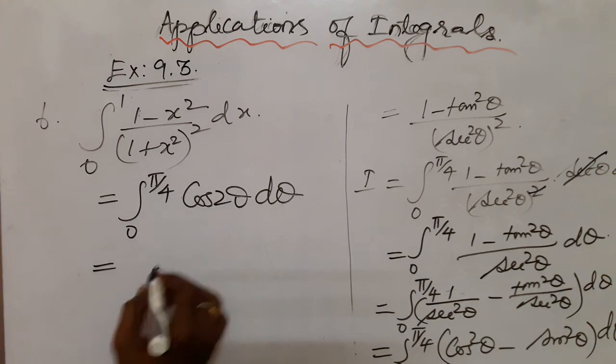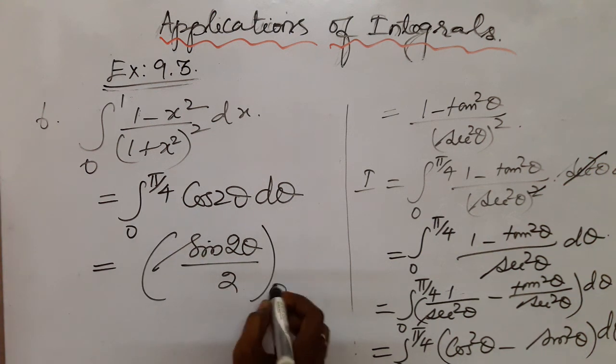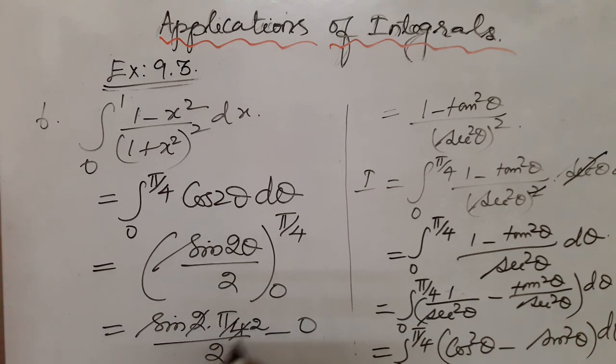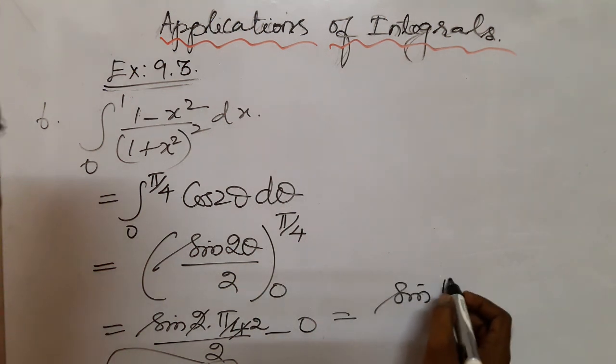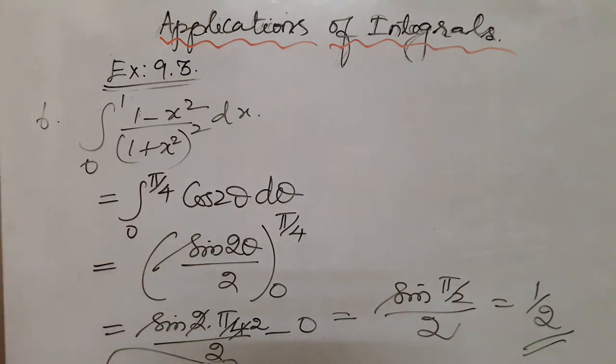The integration of cos 2 theta is nothing but sin 2 theta divided by 2 and limits are 0 to pi by 4. So that is sin of 2 into pi by 4 by 2 minus 0. So sin pi by 2 is 1. So it is I equal to 1 by 2. So your final answer is I equal to 1 by 2. The final answer is sin pi by 2 by 2, that is equal to 1 by 2. Okay, so thank you.